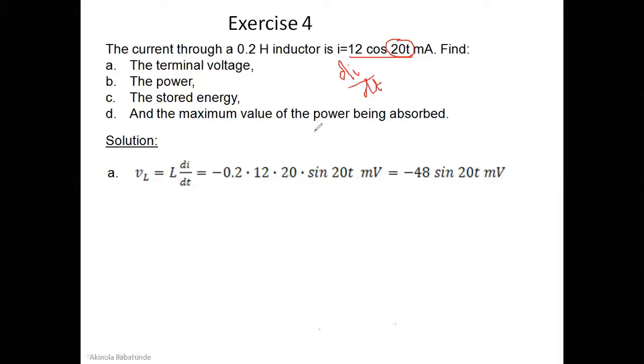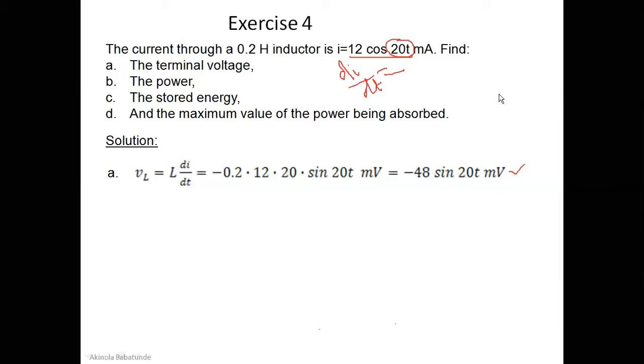So if you put all those together, di/dt will therefore be equal to minus 12 times 20 sine 20t milli, because we still have our milli here. And then this 0.2 represents our L given to us as inductor, and this minus comes from the differentiation of cos. So this gives you 0.2 times 12 times 20, which is minus 48 sine 20t millivolt as the terminal voltage across the inductor.